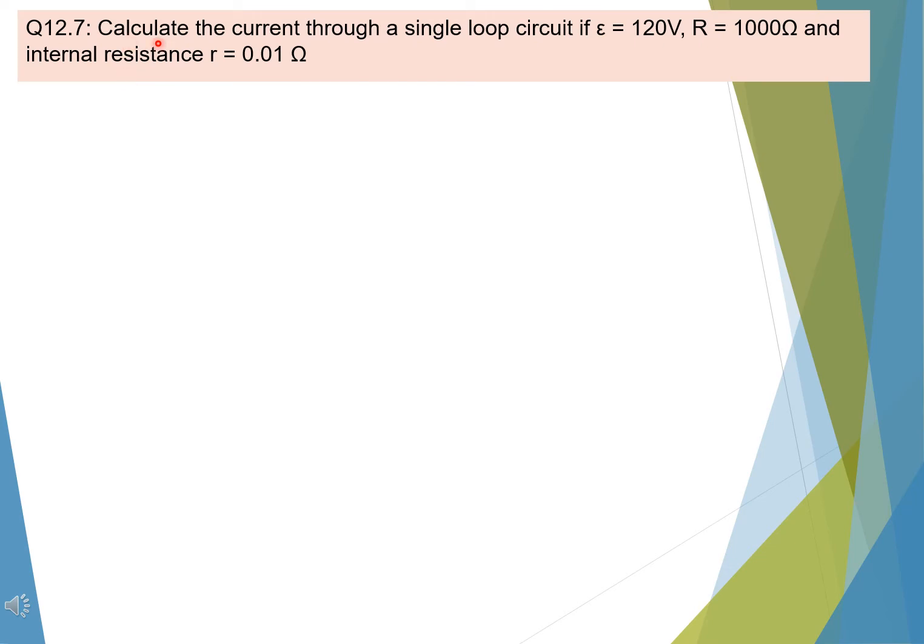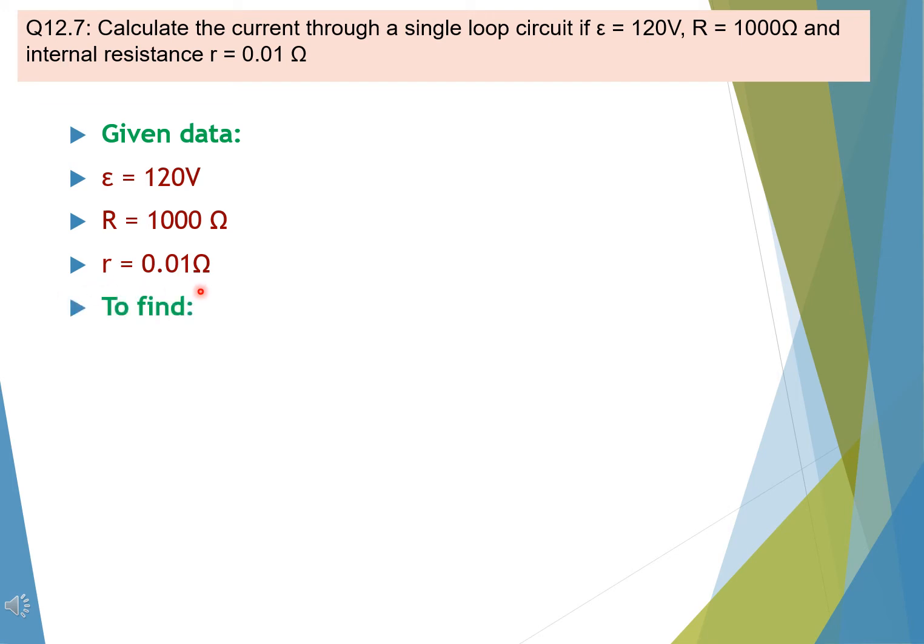Question. Calculate the current through a single loop circuit if EMF is equal to 120 volt, resistance R is equal to 1000 ohm, and internal resistance small r is equal to 0.01 ohm. Given data: EMF is equal to 120 volt, resistance R is equal to 1000 ohm, and internal resistance, that is small r, is equal to 0.01 ohm.